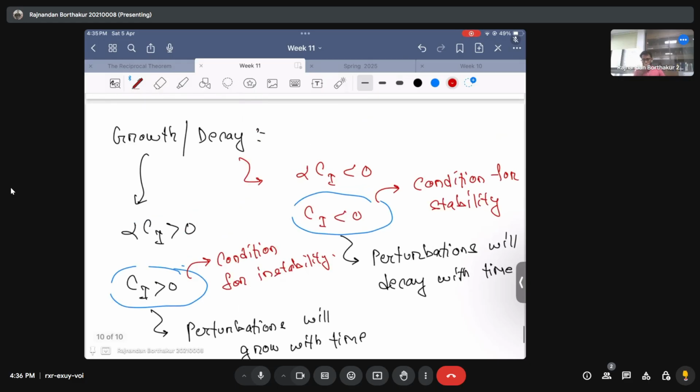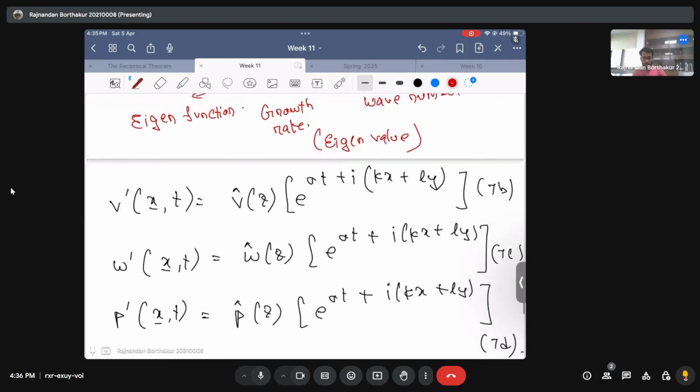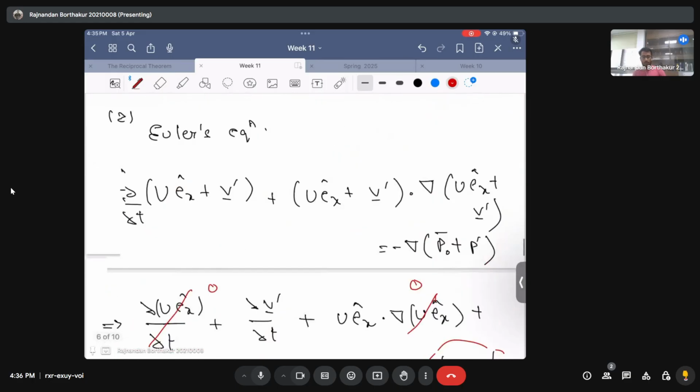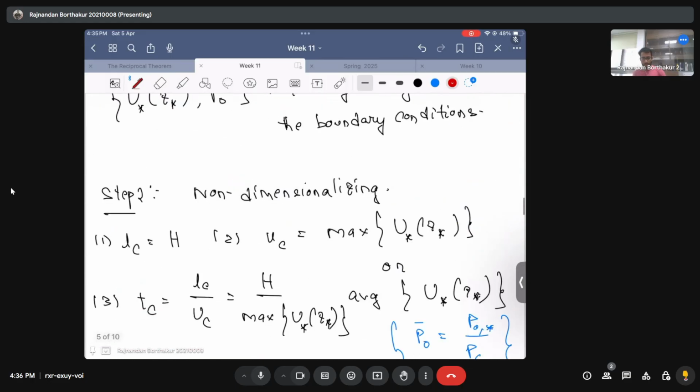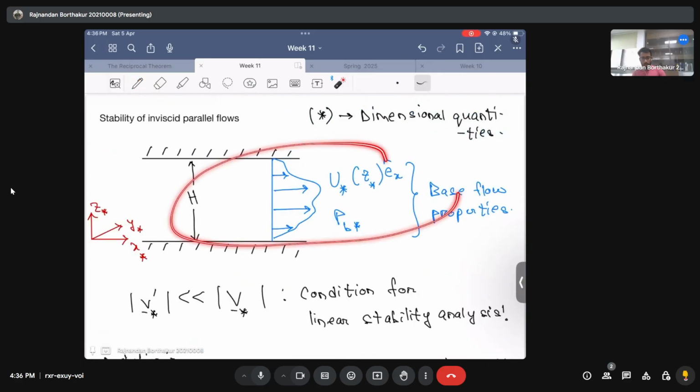Okay, all right, so we'll carry the math in the next class, but let's have a quick recap, because it involves some extensive algebra. What we did is, we started off from the problem statement. We defined the base properties. We said that the magnitude of the perturbations will be less than the magnitude of the base flows to stay in the domain of linear stability analysis.